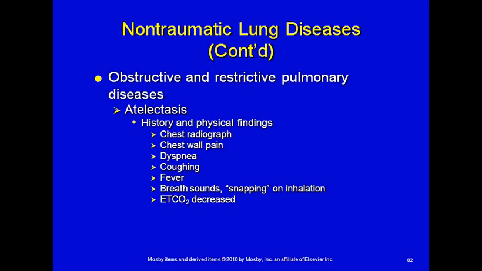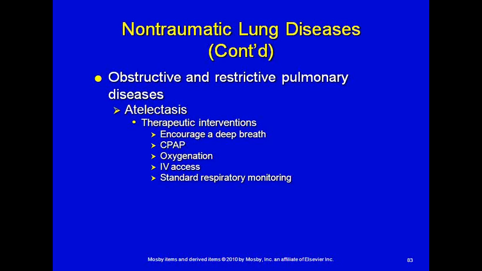Some history and physical findings: you certainly can see atelectasis on a chest x-ray. There'll be some chest wall pain, shortness of breath, they may be coughing, they may have a fever if it leads to pneumonia. They're going to have the crackles or the snap, crackle, pop on inhalation. That's the alveoli snapping open or popping open that have collapsed. End-tidal CO2 is going to be decreased with severe atelectasis.